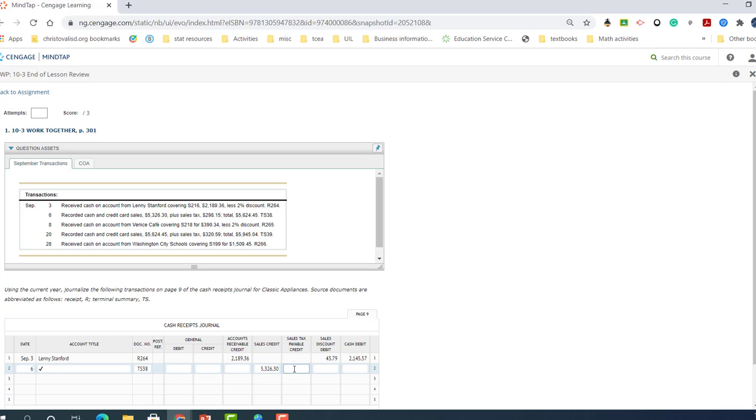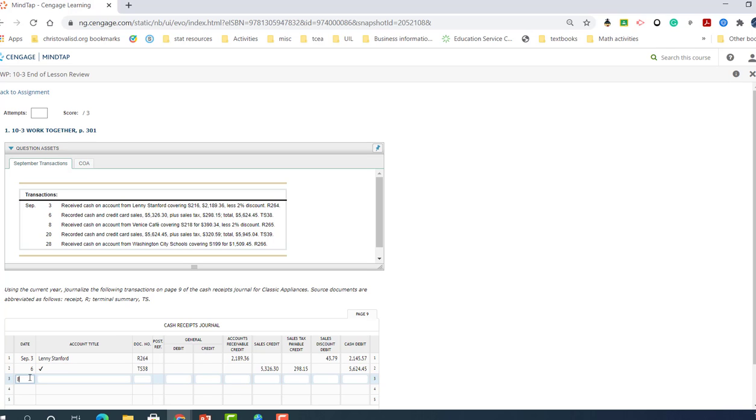But we owe sales tax. And the reason we actually record sales tax here but didn't on the previous one is that bill had already recorded the sales tax. So this is just going to be the sales tax payable credit. And then we're going to add those two numbers because they are both credits. We add them together and come up with $5,624.45.